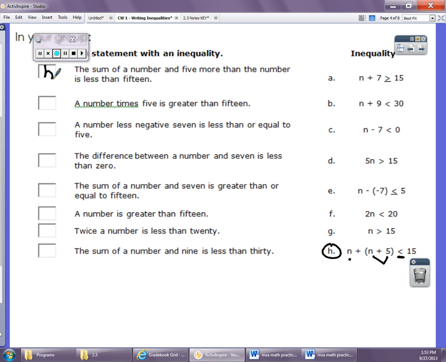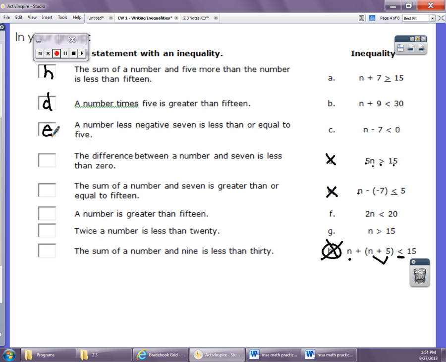A number times 5 is greater than 15. Well, a number times 5 is greater than 15, so that's 5 times n greater than 15. So our answer is D. So we used D, we used H. A number less negative 7 is less than or equal to 5. Well, we have less than or equal to. Our number less negative 7 is less than or equal to 5. So the third one is E.